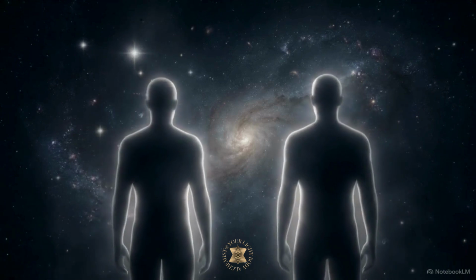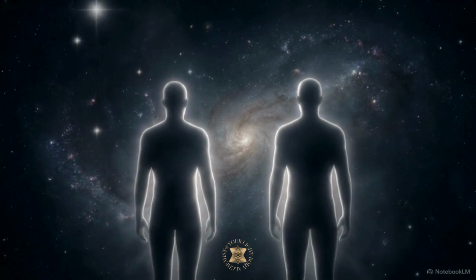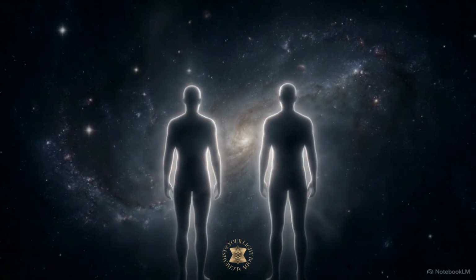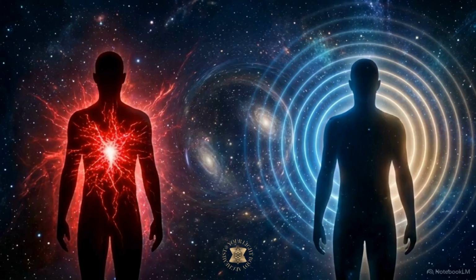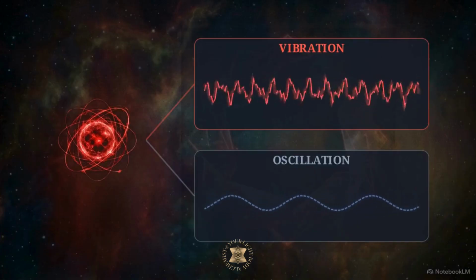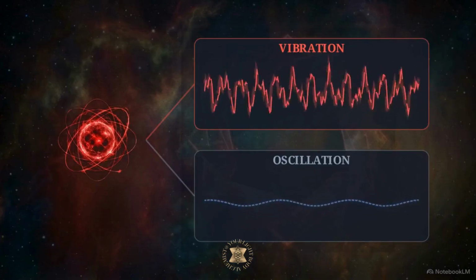Look at these two biological systems side by side. On the surface, Subject A and Subject B appear identical, but their states of being are governed by completely inverse dimensional physics. Subject A exists within the lower dimensional fields, dimensions 1 through 8. This reality is defined by a signature of high vibration and low oscillation.